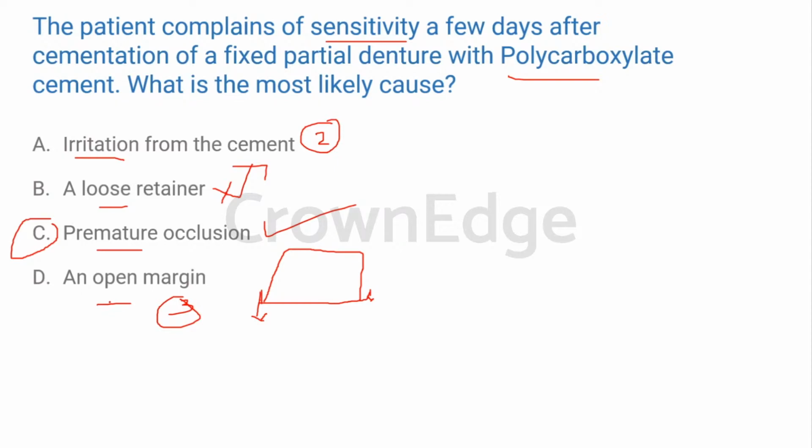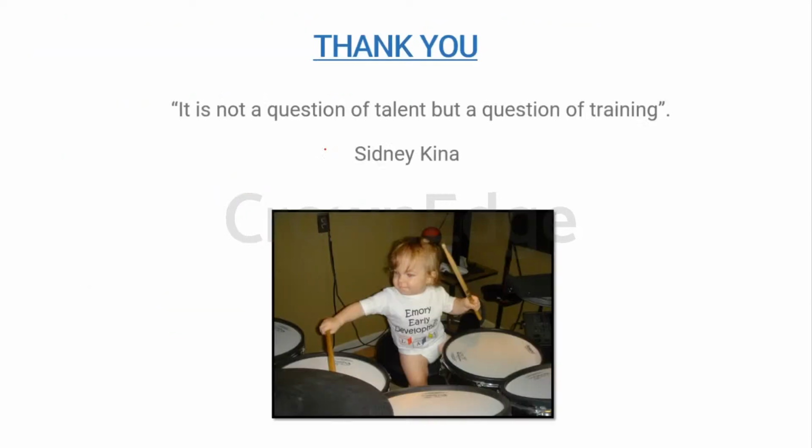Open margin, very rare. Irritation from cement, especially if you're using polycarboxylate, eugenol, or even GIC to an extent. It does cause some amount of irritation, but GIC has very little sensitivity risk, so that happening is very rare. So do not get confused with regards to the cement that is being asked or the likelihood of an open margin. All right.